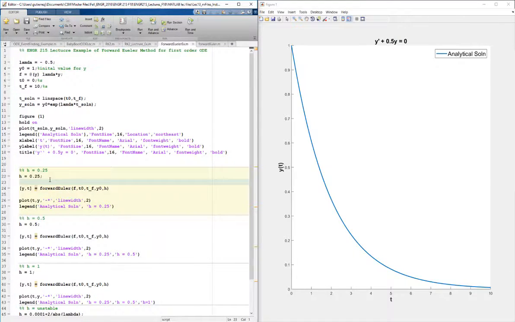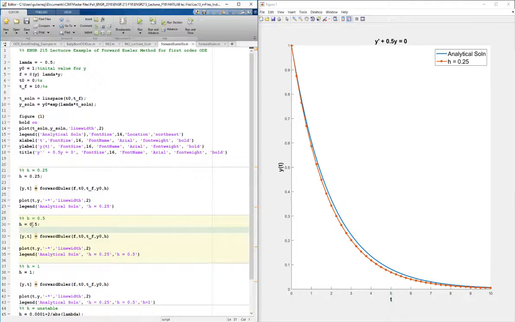Now what we can do is give ourselves a time step of 0.25 seconds, and we can pass that to our Euler method function that we just developed, and see how this numerical method can solve this differential equation. So let's run this section. And now we see we have our numerical approximation to this ODE, and it's pretty close for a time step of h equals 0.25 seconds.